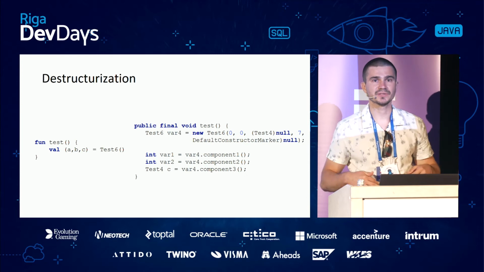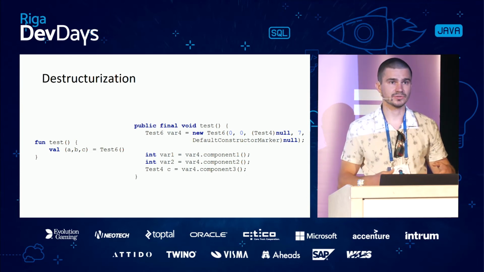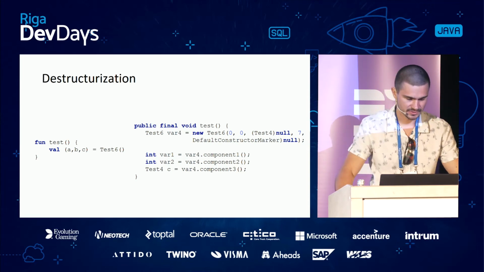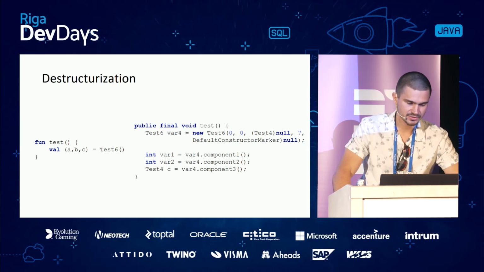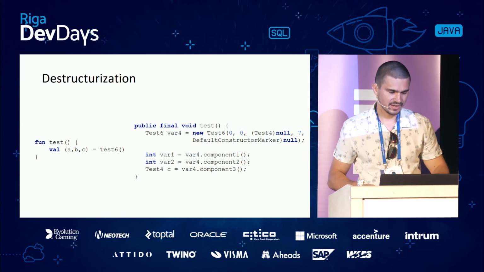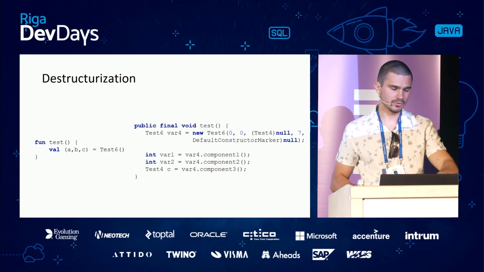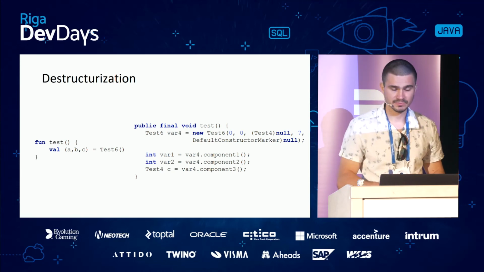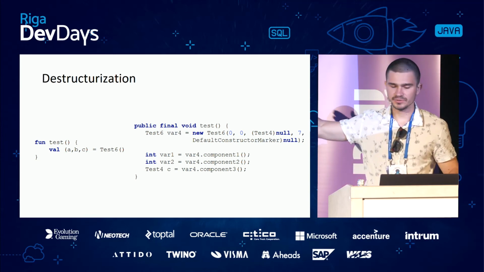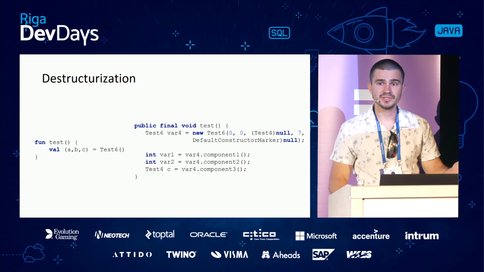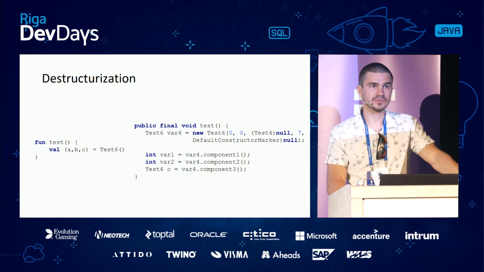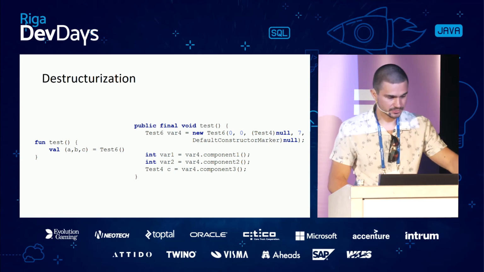So the idea is to get a complex type and destructure it into simple variables, extracting all of the fields. From Kotlin, you can use something like this. If you have type test6 with 3 fields, as a result, you can get access to all of them in just one instruction. From the Java perspective, you can see it on the right side. It's not possible to do such a trick. You can just call these component1, component2, and component3 methods. They are not so cool. But from Kotlin, you can do it.